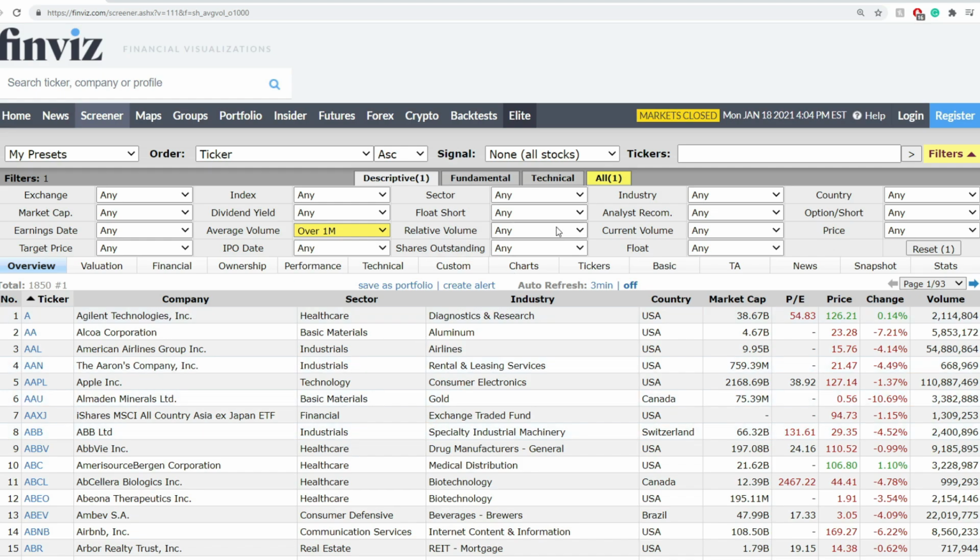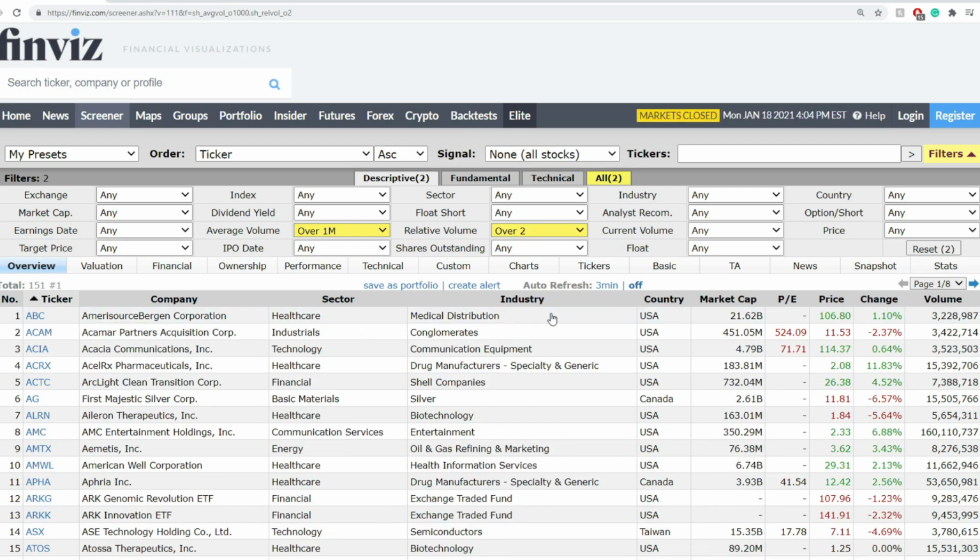So the next thing here is relative volume. I want it to be, let's say, 2 to 3. For the sake of argument, we're starting with 2 here, and you can increase it. If you only want the ones that are really exploding, you usually go for 3 to 5. But for the sake of here, we're just gonna go for over 2.